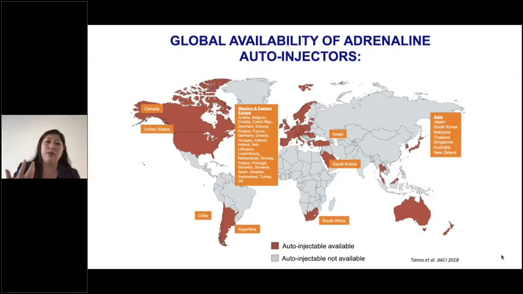And it reflects in clinical practice because we have been searching the global availability of adrenaline auto-injectors, which are only available in 35% of world countries. As you can see in this slide, all these countries highlighted in gray are those in which we do not have adrenaline auto-injectors for patients with anaphylaxis. It means that the patients are dying outside the health system.